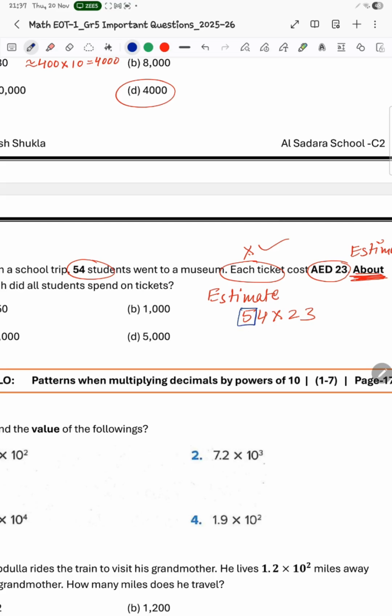Round 54 to the nearest tens, so 4 is not good, so it will remain 5 and yani 50. And here 3 is not good, so 2 will remain the same 2, and the next digit will become 0. So 50 times 20, this will give you 1000. So 1000 is your correct answer. Okay.